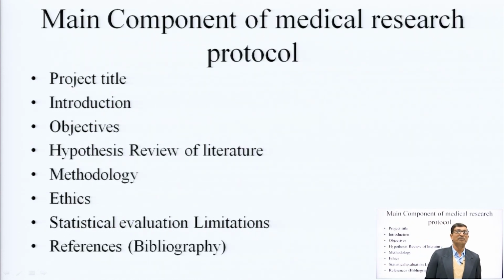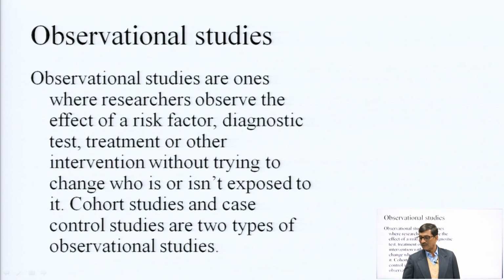The main components of a medical research protocol are project title, introduction, objectives, hypothesis, review of literature, methodology, ethics, statistical evaluation, limitation and reference. Another topic is observational studies. Observational studies are ones where the researcher observes the effect of a risk factor, diagnostic test, treatment or other intervention without trying to change who is in it or exposed to it. Cohort studies and case control studies are two types of observational studies.